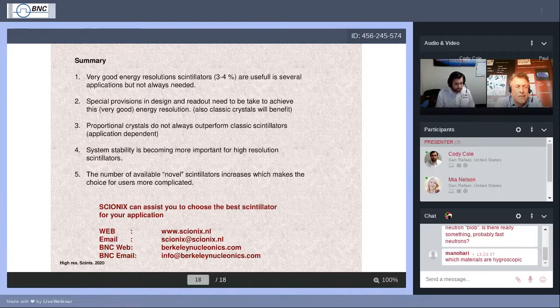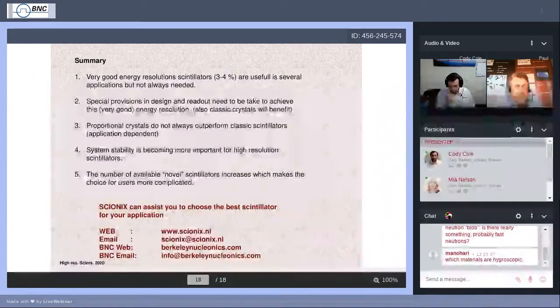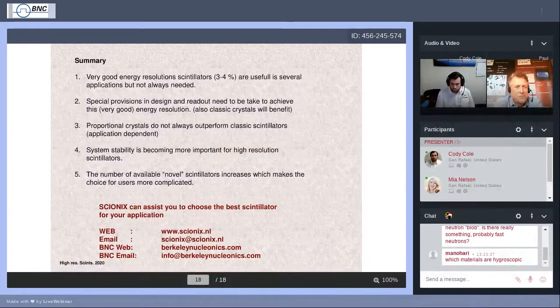So I'd like to conclude this short overview with a small summary. Very good energy resolutions can be achieved with scintillators, 3 to 4%. This can be very useful in applications where we want to do spectroscopy or want to see small peaks on the continuum. If we're just counting radiation in an industrial application, we don't need a high resolution material.